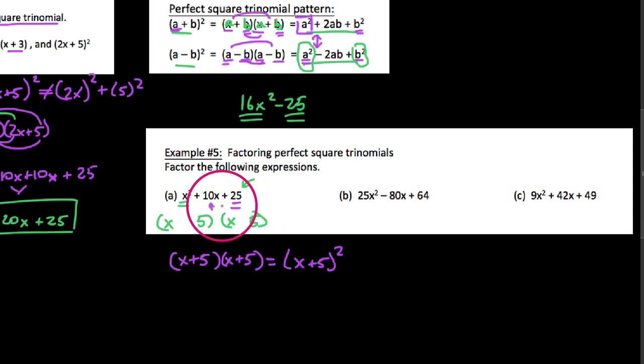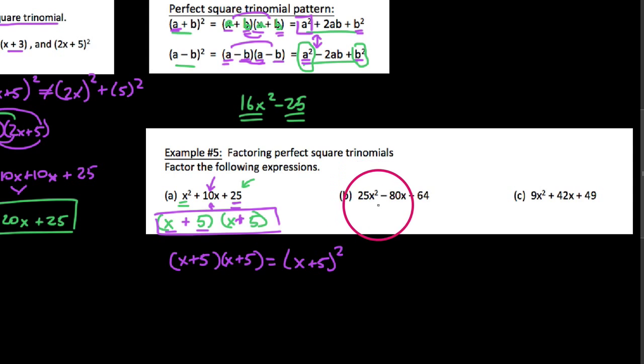The other thing I want to notice is this: if this is a perfect square trinomial, then I would get 2 times this as my middle term. And I notice that x times 5 is 5x. If we double that, we get 10x. So this is indeed the factored expression that goes with this.